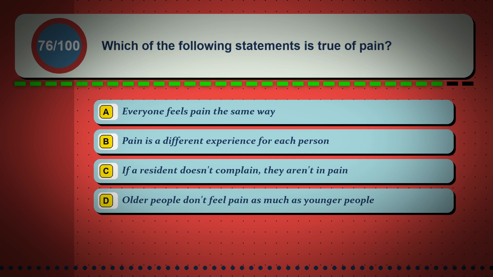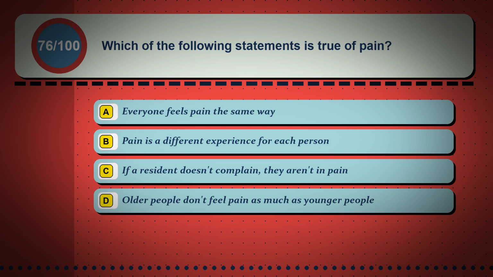Question 76. Which of the following statements is true of pain? Option A. Everyone feels pain the same way. Option B. Pain is a different experience for each person. Option C. If a resident doesn't complain, they aren't in pain. Option D. Older people don't feel pain as much as younger people.